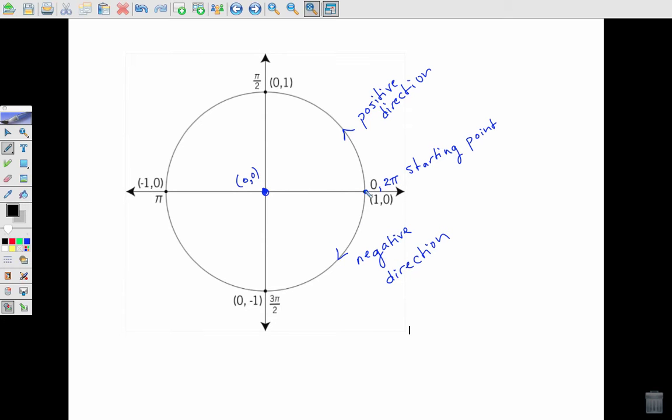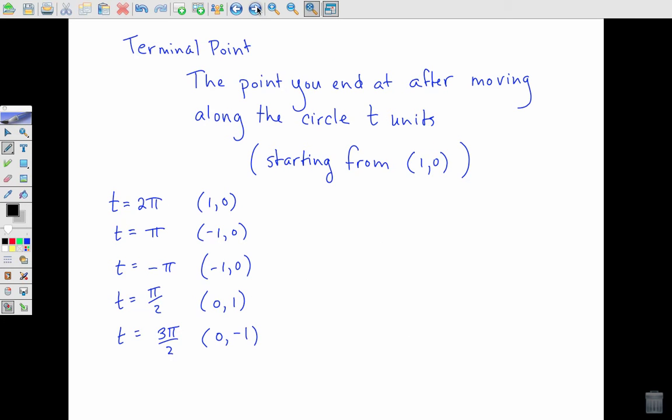Okay, we also talked about the positive direction being counterclockwise, and the negative direction being clockwise. This is the starting point on our unit circle. Our unit circle has a radius of 1 and is centered at 0, 0. The terminal point is the point you end at after moving along the circle t units. So these are the terminal points for given values of t. We looked at moving on the circle in the positive direction, also in the negative direction, and these were the ordered pairs of the points that we would end at after moving t units.